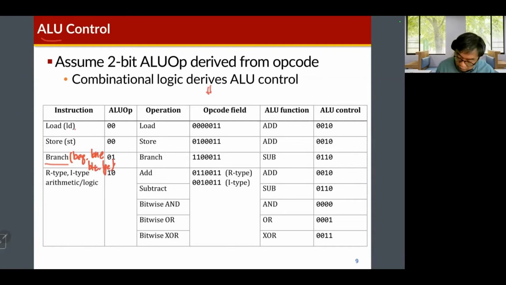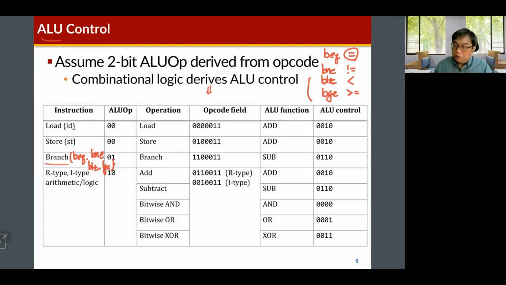If you look at BEQ, that means the equality is checked. BNE is not equal, then BLT, so we need to check less than, and BGE, we need to check greater than or equal to. BNE is the not of equal, which means we can check the equality, and if the two data are not equal to each other, then we can say it's not equal. So we can easily check the not equal condition.